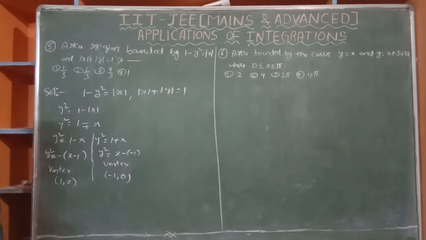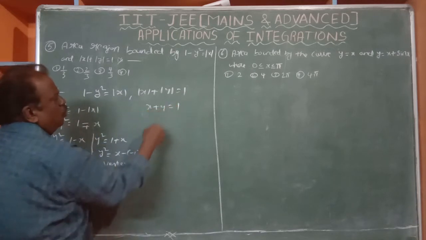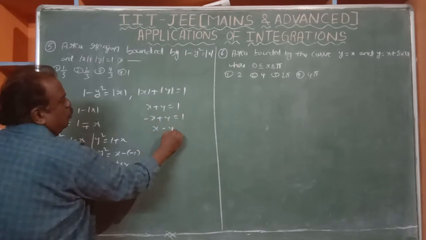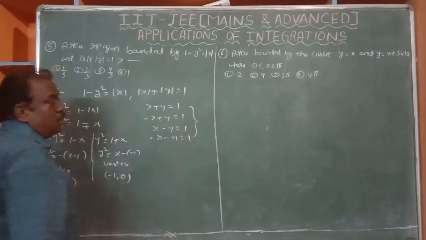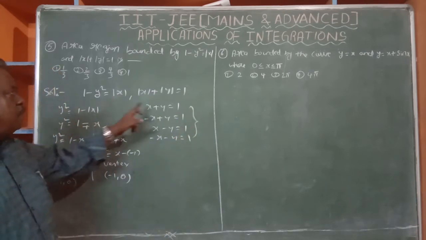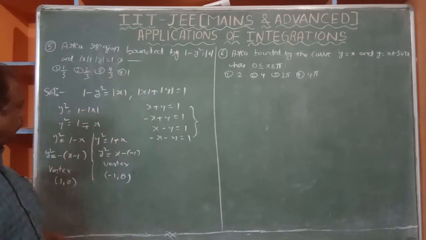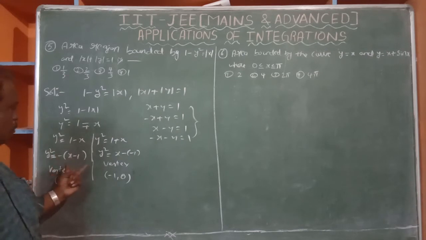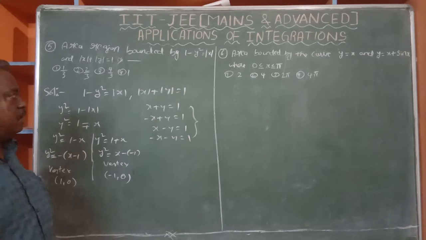Whereas here we have x plus y is equal to 1, minus x plus y is equal to 1, x minus y is equal to 1, minus x minus y is equal to 1. Already the very first problem is solved. Mod x plus mod y is a set of 4 lines. These are the equations, the curves. Here are 2 parabolas, and here the 4 lines are there.